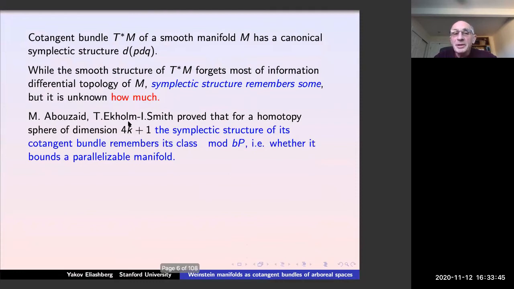Mohammed Abouzaid, with some addition by Ivan Smith, proved that, for instance, if you take a homotopy sphere of dimension 4k plus one, then the symplectic structure on this cotangent bundle remembers something. Namely, homotopy spheres are first of all classified by whether they bound a parallelizable manifold or not, and this feature is detectable in this dimension by the cotangent bundle as a symplectic manifold. So it's not much, but something. Potentially it's everything, or maybe nothing more. We don't know. A long time has passed, but there was no progress on this problem.